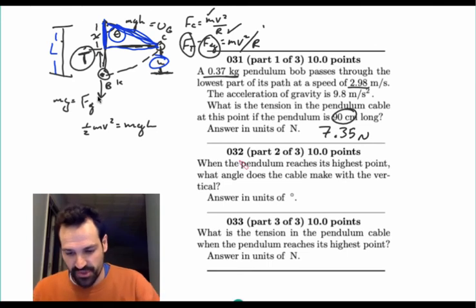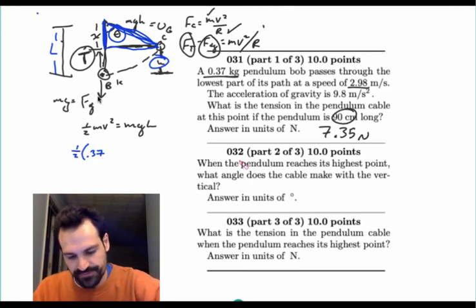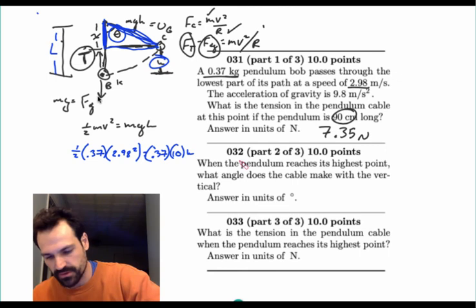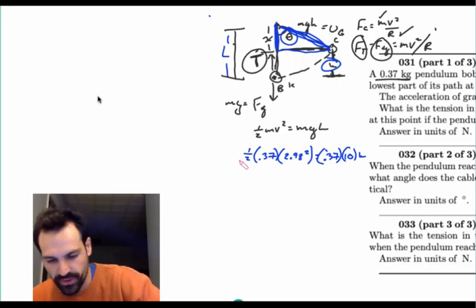So I'm going to shift this over so I have a little bit more room. But before I do, I'm going to fill in 1/2 times 0.37 times the velocity of 2.98 squared equals 0.37. Ooh, mass divides out on both sides, times gravity of 10, times the height that we're trying to calculate. So I'm going to shift this over. And what was the length of the pendulum? 0.9.